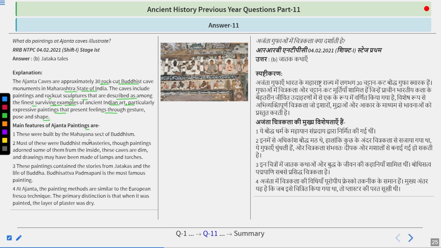Basically, Buddhism is divided into two sects, Hinayan and Mahayan. And if we talk about Mahayan, Mahayan is the larger vehicle. They are basically the people who believe in idol worshipping. So most of these were Buddhist monasteries, though paintings adorned some of them from the inside. These caves are dim, and the drawings may have been made with lamps and torches.